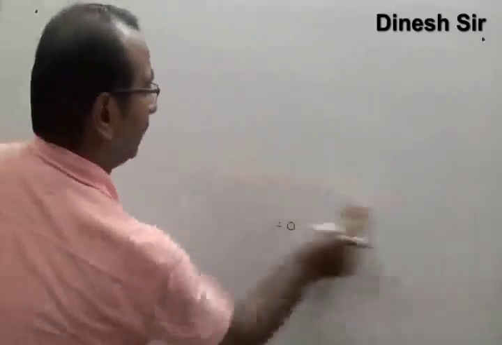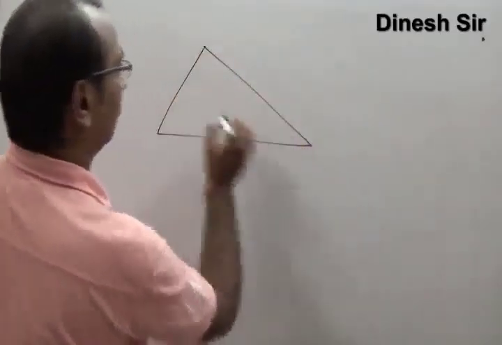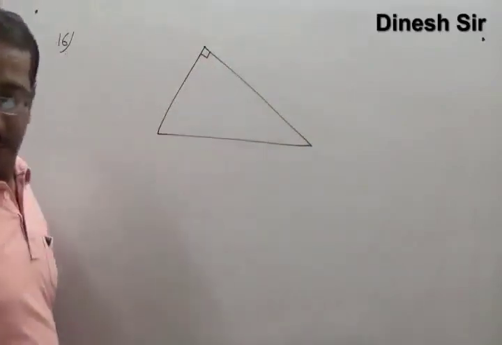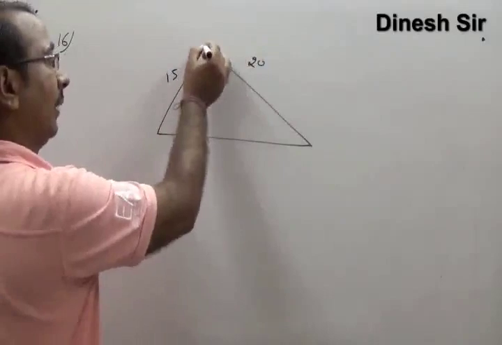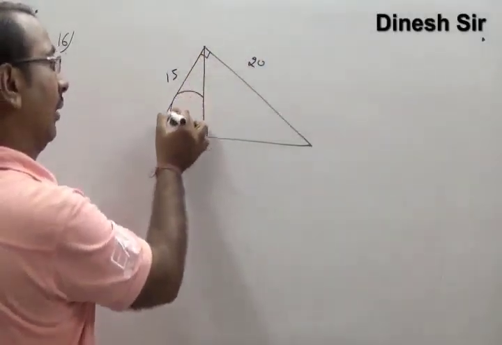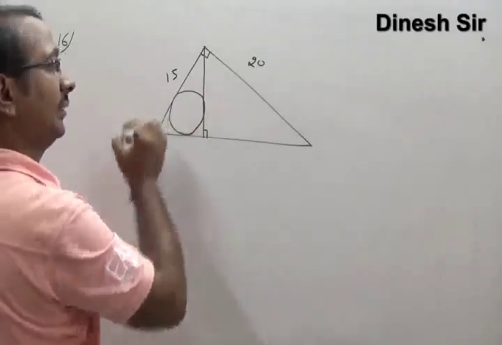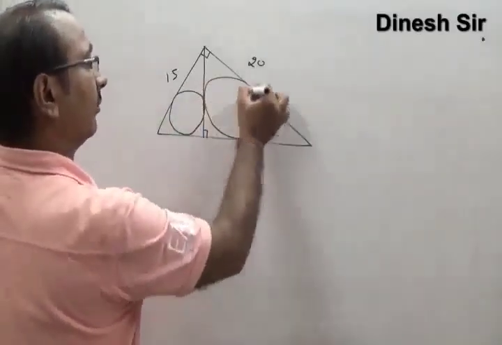Next, one more problem is there, statement number 16. It is given that one right angle triangle is there in such a way. This angle is 90 degree and this side is 15 and this side is 20. One perpendicular is drawn from here, right? And two circles are made here. One is touching all three sides internally, the incircle of this triangle. The second is the incircle of this particular triangle, right?